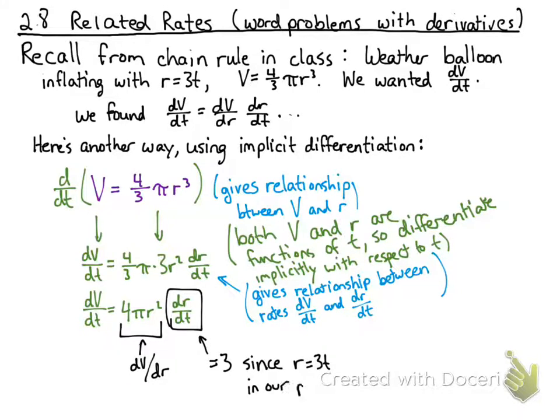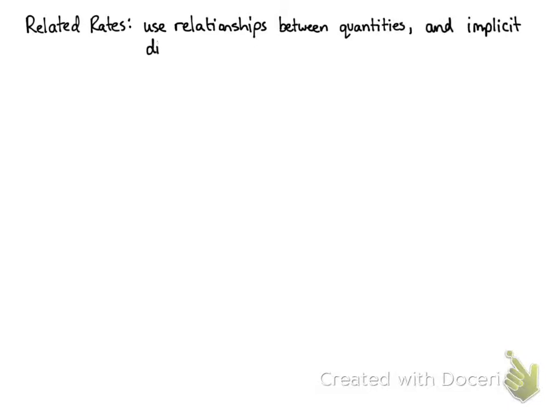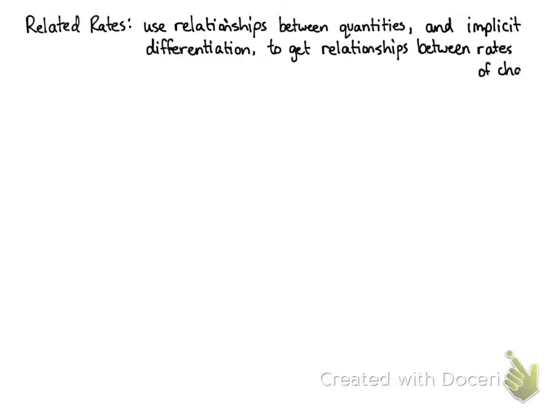In this particular problem, then we would have substituted in 3 and so on, but that's what we did in class, and I'm not going to worry about the details of that particular problem. The idea, though, is to solve a related rates problem, you use a relationship between quantities, like volume and radius, and you use implicit differentiation, and you come up with a relationship between rates of change. Thus, related rates, relationships between rates.